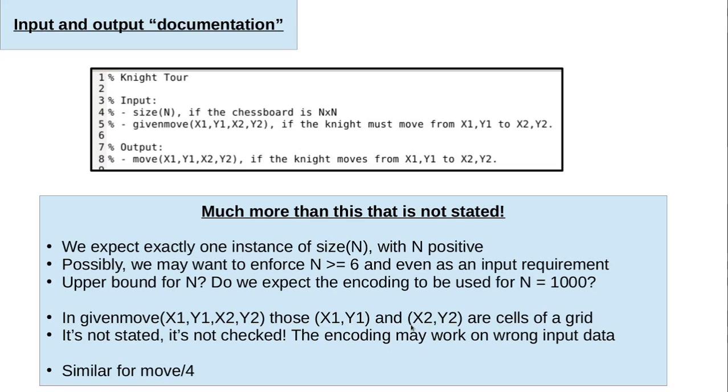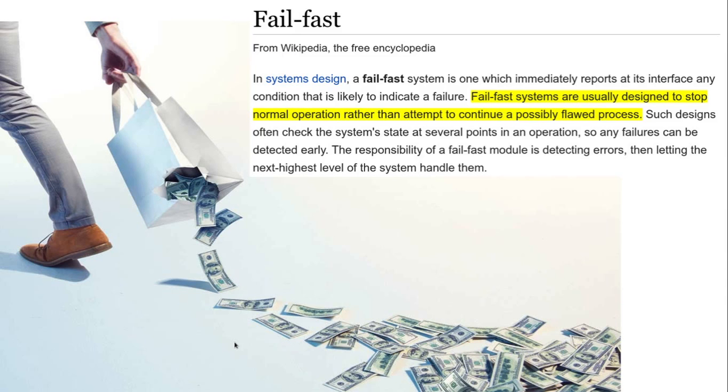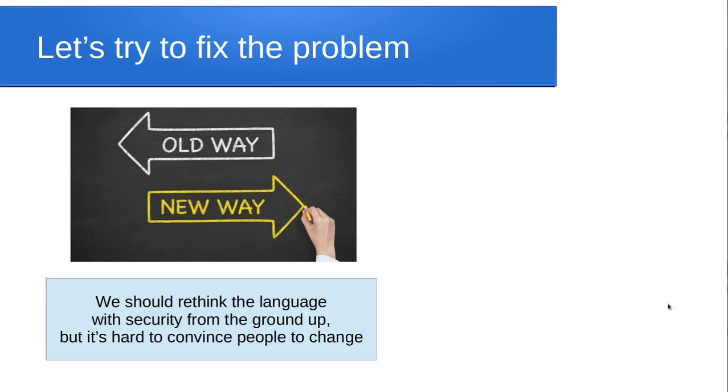Let me argue in favor of the fail-fast approach. This is not just my opinion, the idea is quite popular in computer systems, and if you check Wikipedia you will see that fail-fast systems are usually designed to stop normal operation rather than attempt to continue a possibly flawed process. Why? Because if you start with garbage in the input, the only thing you can produce in the output is garbage, which means everything in the middle, all the process you did, was just a waste. A waste of what? Computation power, maybe money. This depends on where you are running this computation. If you are running in the cloud, maybe it can even be a non-trivial amount of money.